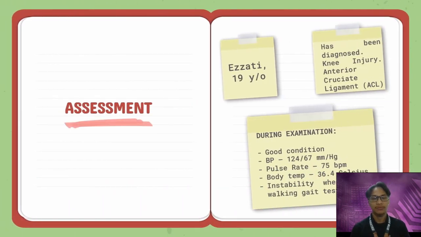Okay, now I'm going to proceed with the assessment. Based on the information collected in the previous two sections, which are the objective and subjective, Izati has been diagnosed with a knee injury, which is an anterior cruciate ligament injury, called ACL. Other than that, all of her lab tests are in good condition, as you can see in the slide: the blood pressure, the pulse rate, and the body temperature. However, when she did the walking test, she can walk but has a little instability, which means she has a problem with her lower limb.